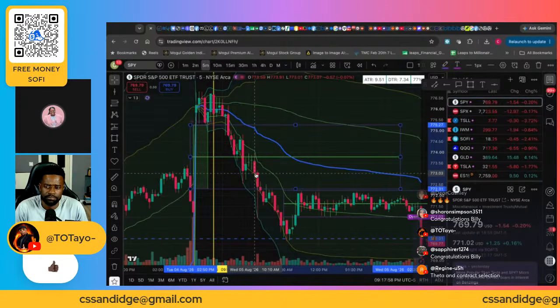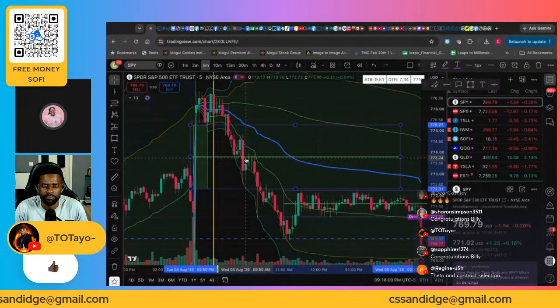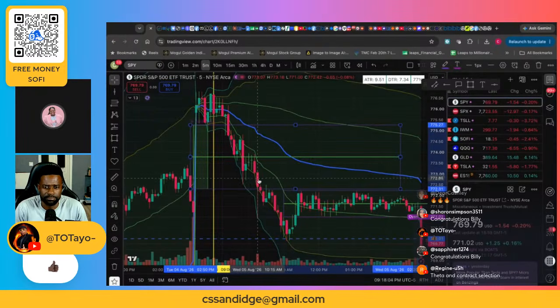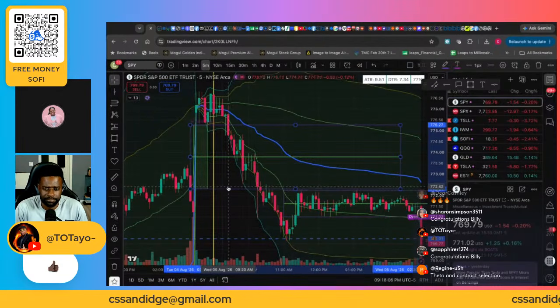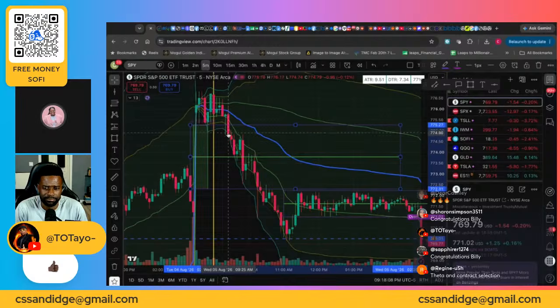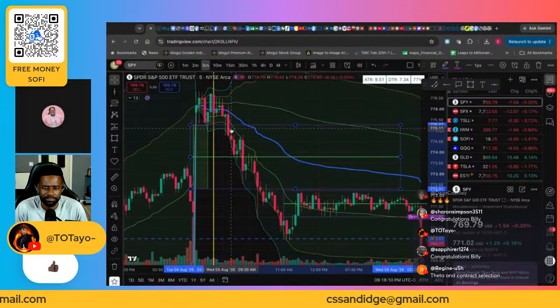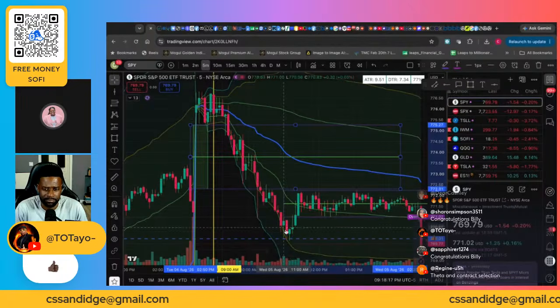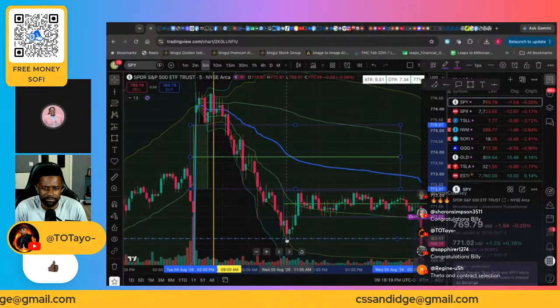But we do keep edging down. So unless I get a close above my VWAP, there's no real reason for me to get out of my put. And we do go down and fill the gap. So one exit could have been entry below VWAP and then exit at the bottom of the gap. And then your second exit or TP would be that 770.